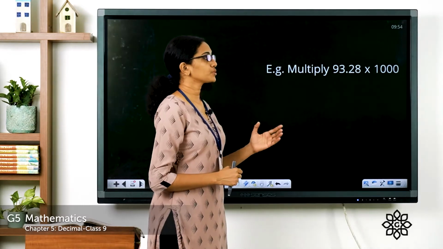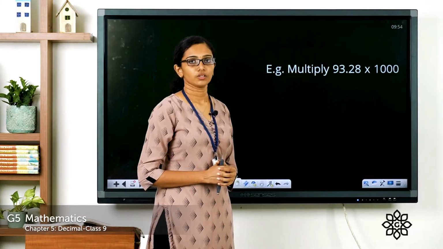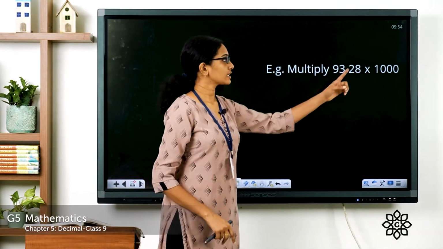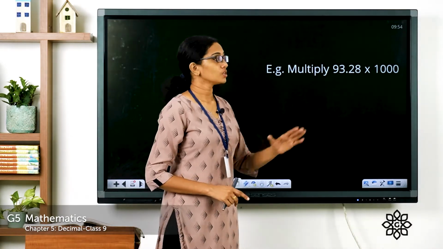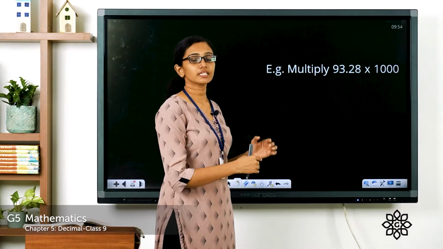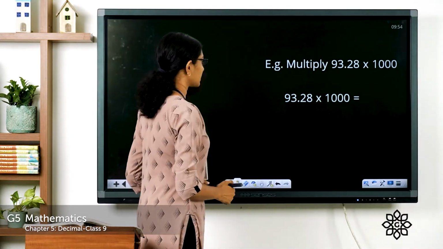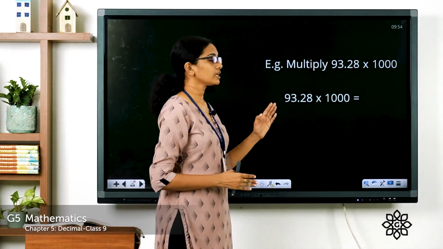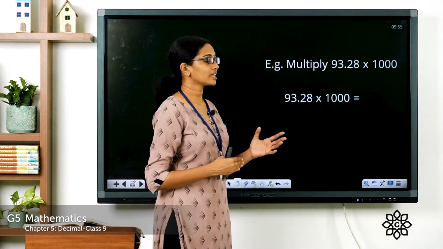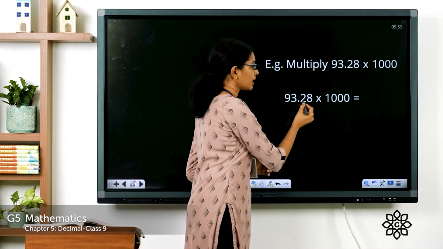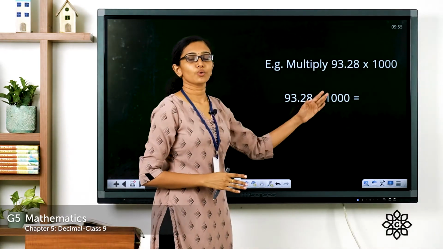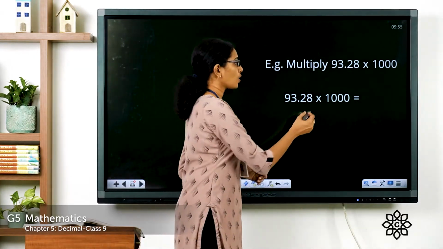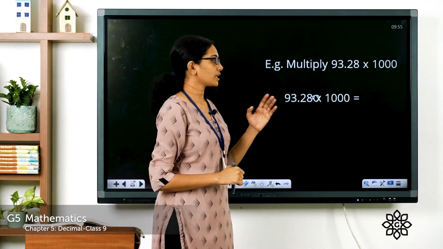Look at this question now. Multiply 93.28 into 1000. So here we are going to multiply with 1000. Now how many zeros are there in 1000? There are 1, 2, 3 zeros in 1000. So you have to shift the decimal point 3 places to the right. The decimal number given here is 93.28. So when you shift the decimal point 3 places to the right, let's see what is the number that we are going to get. You have to shift it 1, 2, but there is no digit given there to shift it 3 places to the right. So what do we do? We can add 1 zero to the right.